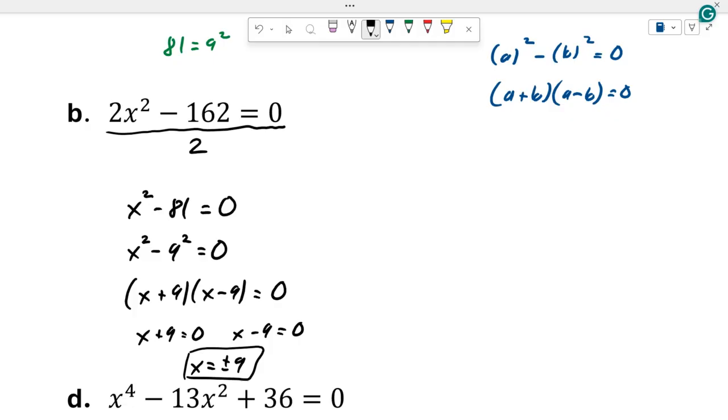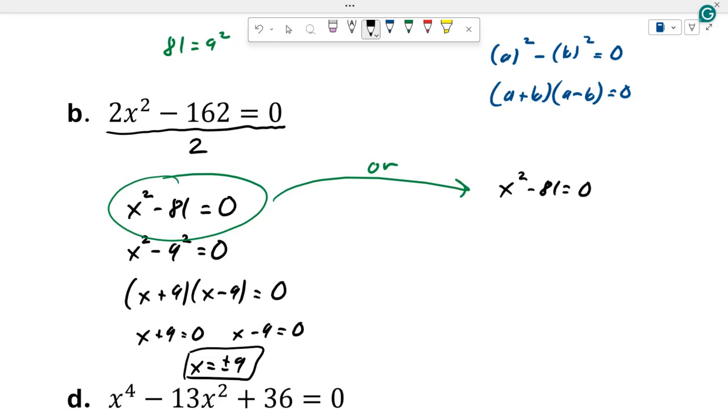Technically, you could use the quadratic formula here, although I would call that overkill for a question like this. But the thing I want to point out is that if you don't recognize this as a difference of squares, another way to solve this would be to just get x by itself algebraically. So you end up getting x squared equals 81.